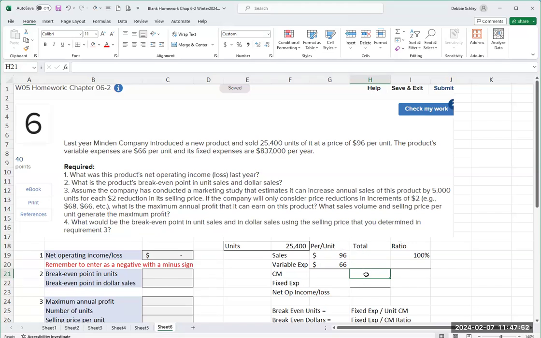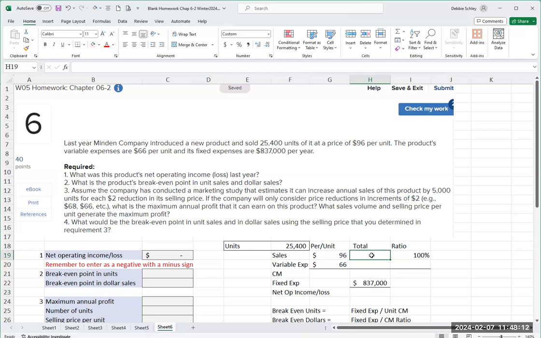So right now I'm just putting in what they've given me. But I want to make sure I put this on the fixed expenses line. Okay, so there's my fixed expenses. What is the product's net operating income or loss last year?